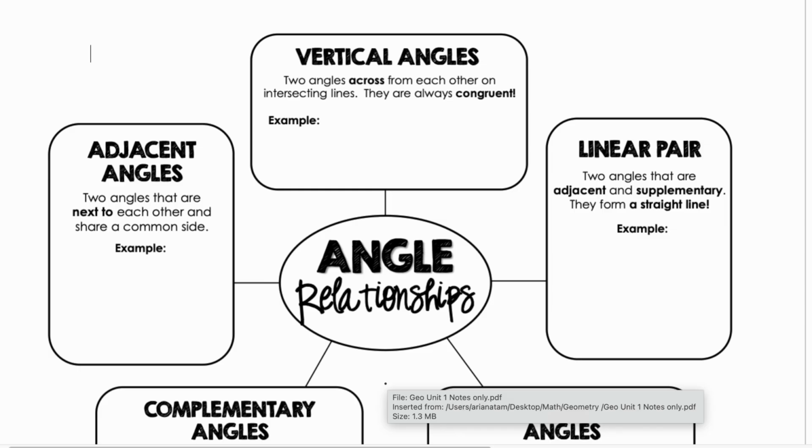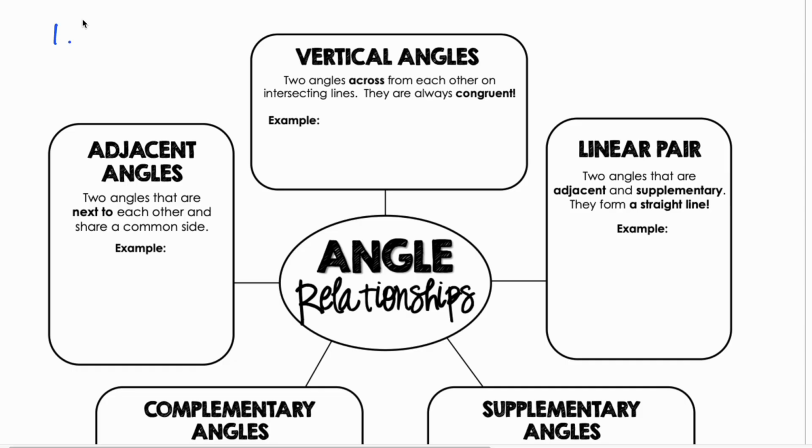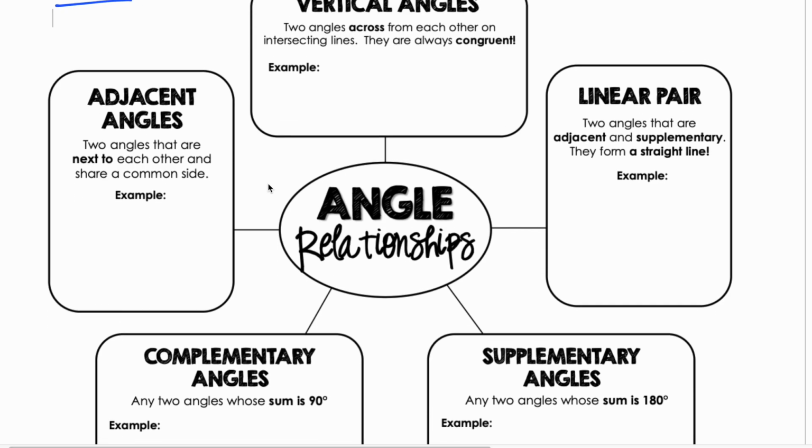This is going to be our last set of notes in our first unit. We're going to name this unit 1.6, and we're going to be talking about the different angle measurements that you can have. Okay, so let's start with adjacent angles.